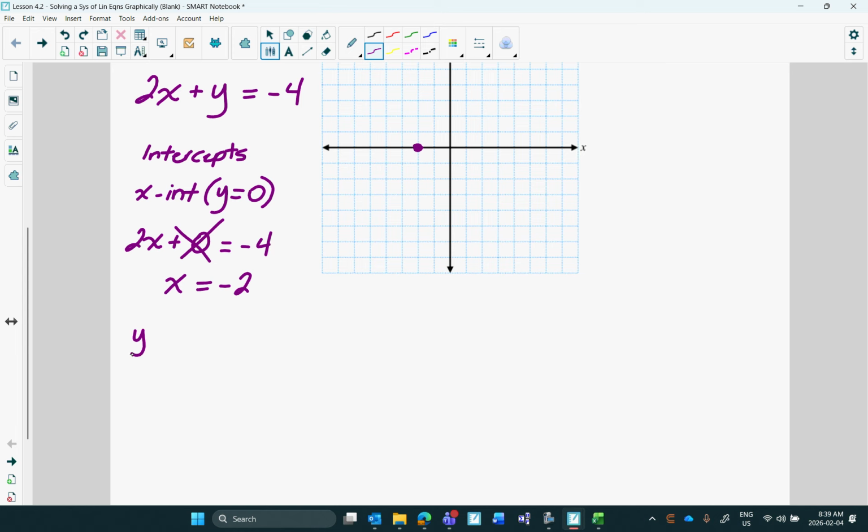Now I need to find where is the point on the y-axis, or the y-intercept, and I make x equals 0. So I go back to the equation, and I replace x with 0. So I get 2 times 0 plus y equals -4. Well, 2 times 0 is nothing, so that disappears. So the y-intercept, we don't have to solve it. We just know it's -4. Plot that one.